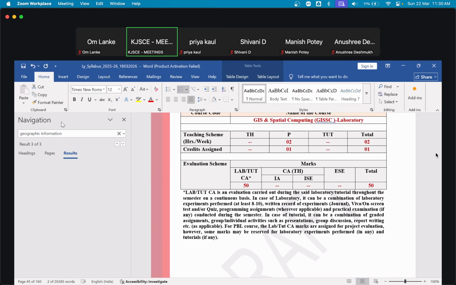Other than that, we can make use of GIS in urban planning, in environmental management, and in agriculture as well. There are lots of applications available for the geographic information system, and you get to know how long it will take for your delivery to reach your home or somewhere. All these are applications of the geographic information system only. So this is a brief idea about this particular course, GIS and spatial computing.